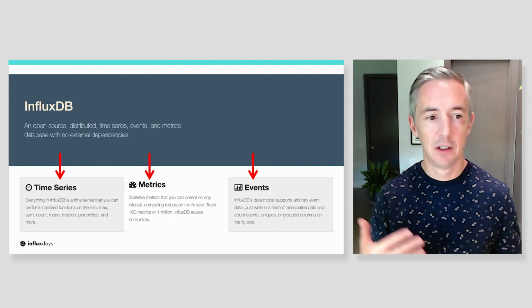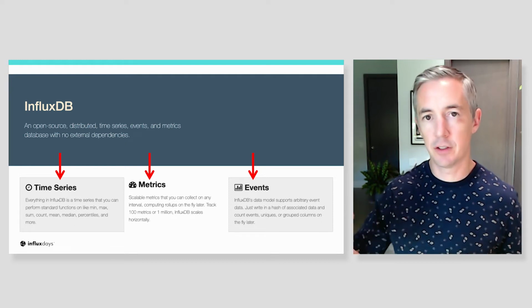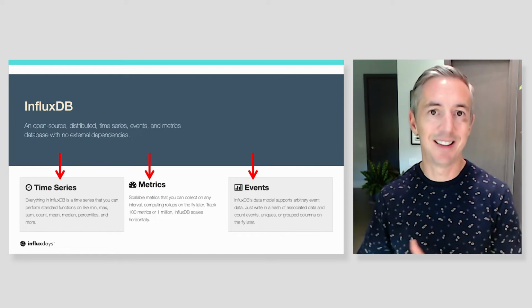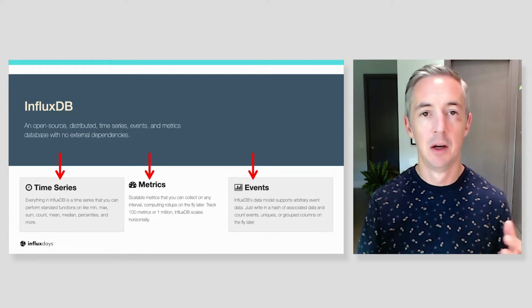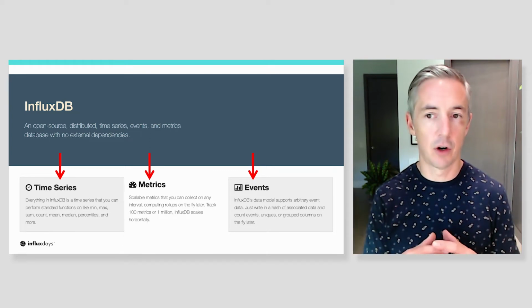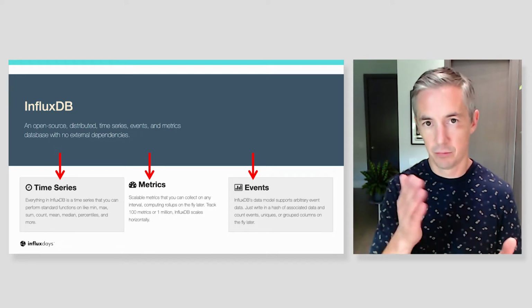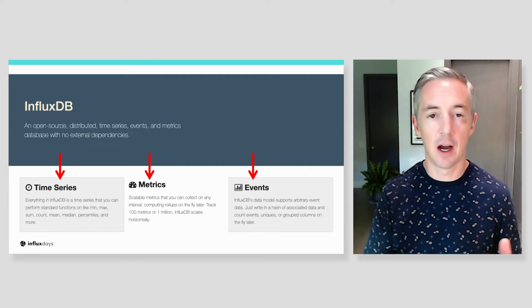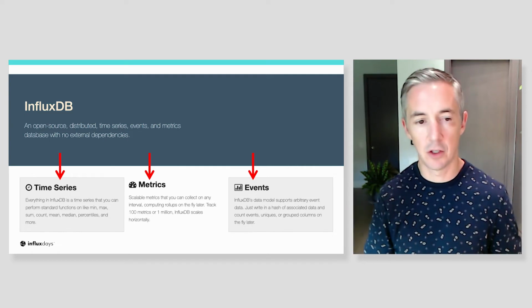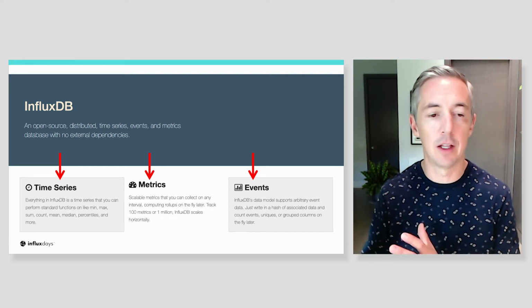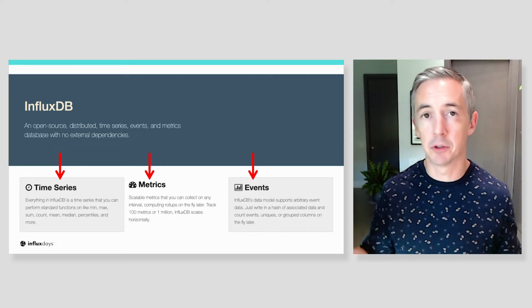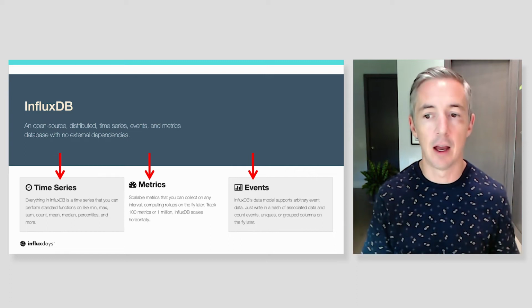So in my mind, time series, metrics and events are actually contained within time series, right? Time series is a superset of those things. But basically, metrics are those regularly sampled time series, the kind that the previous three databases I showed do. Events are something completely different, right? Those are raw events from which you might be able to compute time series on the fly.